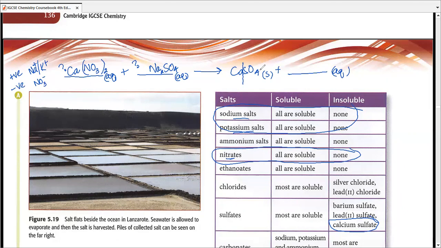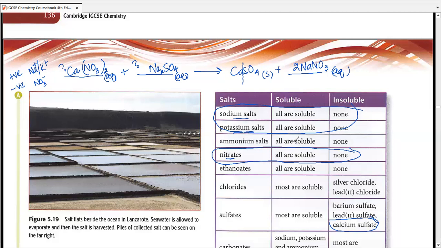So if you're supposed to make this insoluble salt, calcium sulfate, combine calcium with the negative ion, nitrate, and combine sulfate with the positive ion, either sodium or potassium, and that's how you're going to wind up with these spectator ions or the aqueous salt over here. There you go. You have the complete equation.